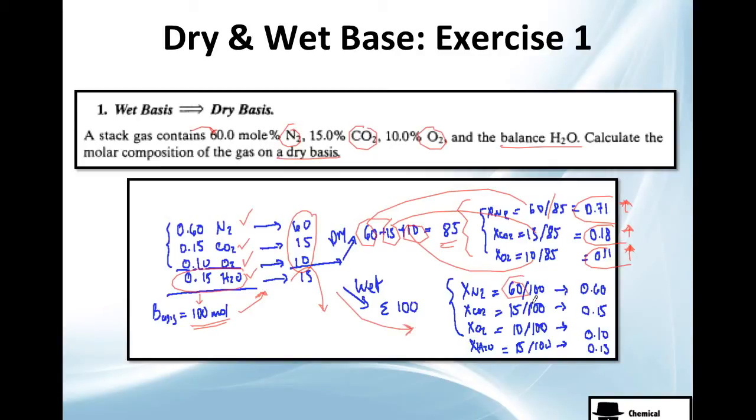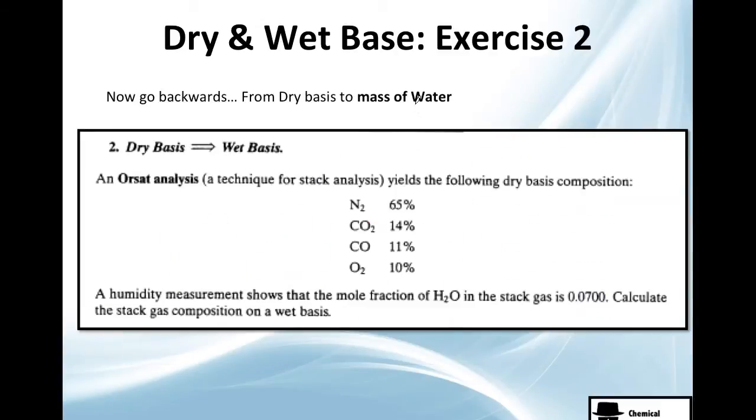Now, just to make sure, let's do it on a wet basis: 60 divided by 100, 15 by 100, and you will get the same percentages they gave us, because of course we're doing it on a wet basis. Now, what happens when we want to go backwards from dry basis to water, and eventually calculate the amount of water?